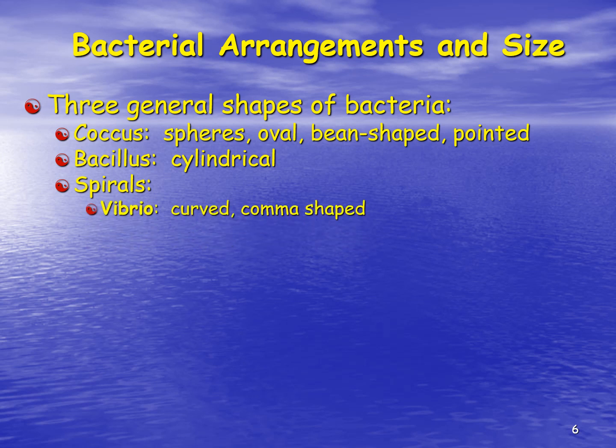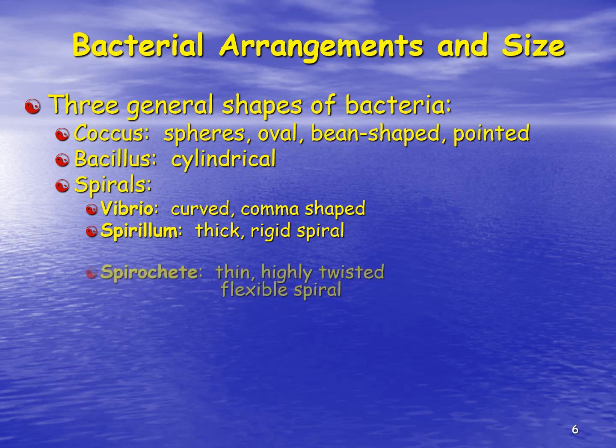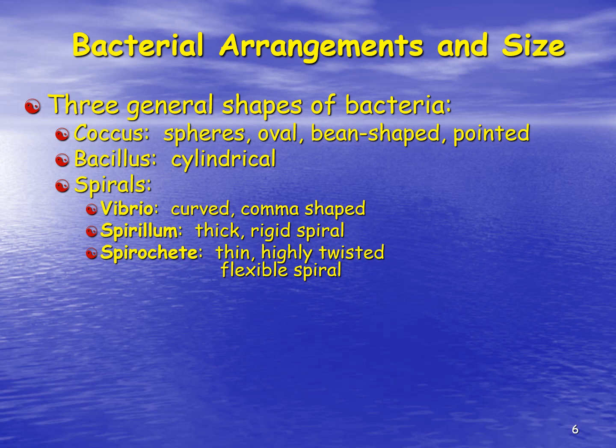Vibrios have a slight curvature along the long axis, and so they typically come off as being quite comma-shaped. Spirillums are thick and rigid spirals where they only have about 3 to 5 twists along the long axis. And then the spirochetes are very thin and very highly flexible and are highly twisted. So when we talk about the spiral organisms, the question is, how twisted actually are you? And here's a picture.